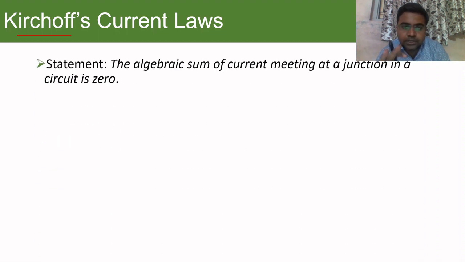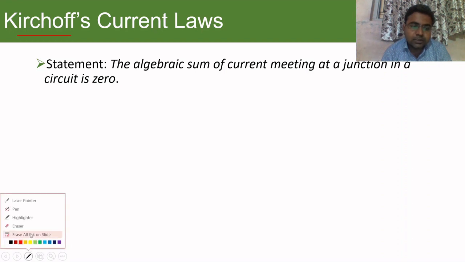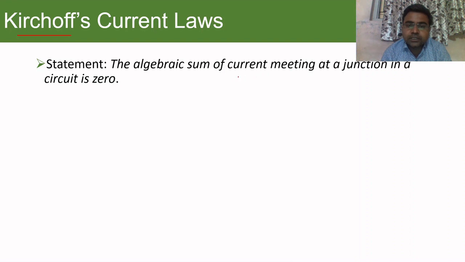So firstly, what is the statement? It states that the algebraic sum of current meeting at a junction in a circuit is equal to 0. Here it is important to mention algebraic. So let's see the difference between sum and algebraic sum. If you go through this statement, we have to take a sum of current which are meeting at a junction in a circuit.